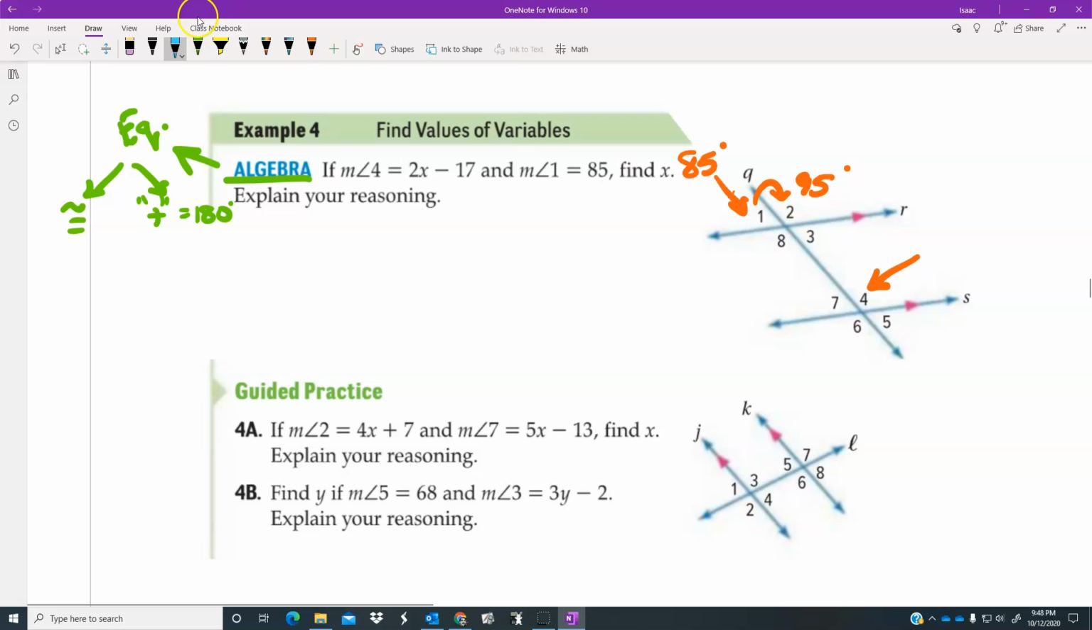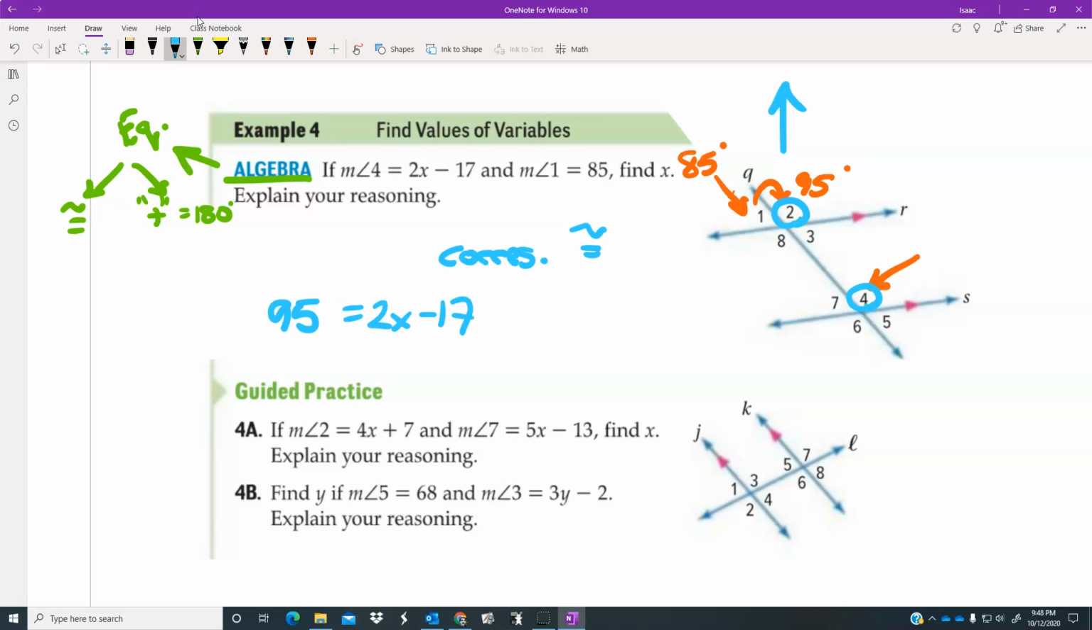Now there's a direct connection between 2 and 4. That is a sliding concept, or corresponding, and corresponding ones based on our table from up above are equal to each other. So whatever I got for angle 2, 95, would be equal to whatever 4 is, which is 2x minus 17. And look, you got your equation. You're ready to do the algebra. There's nothing wrong with that.